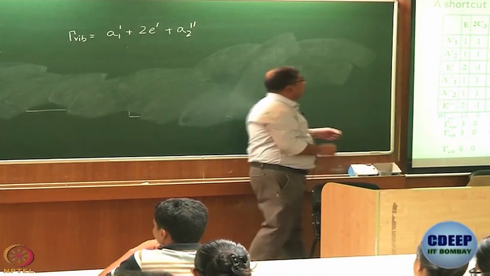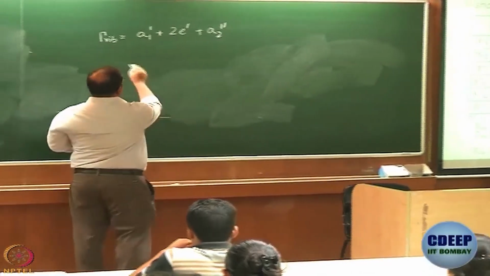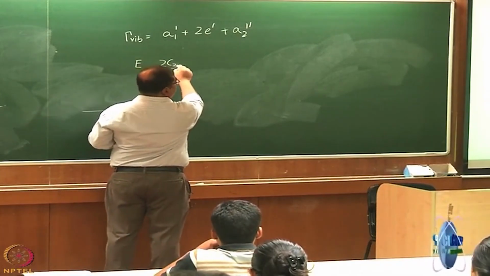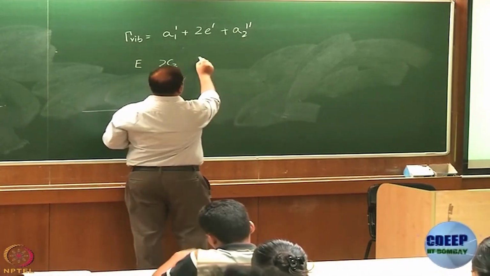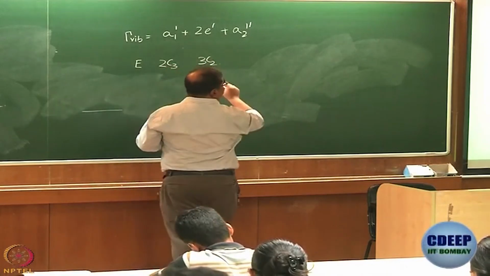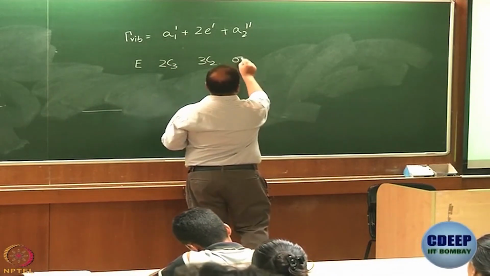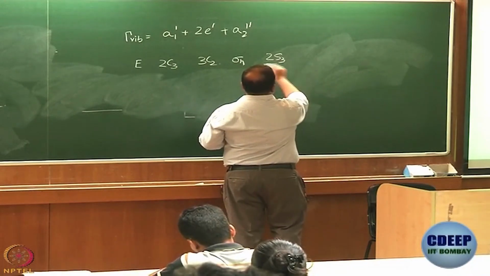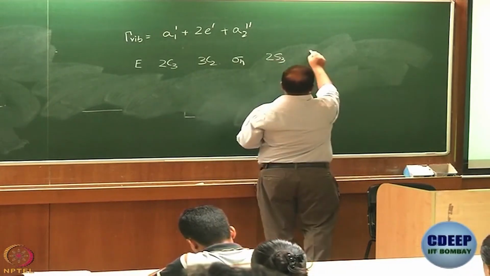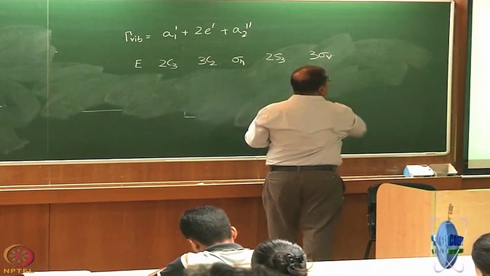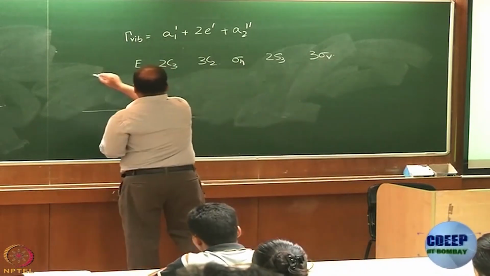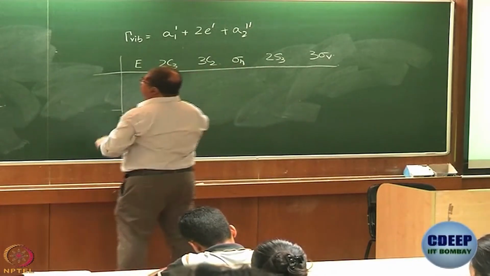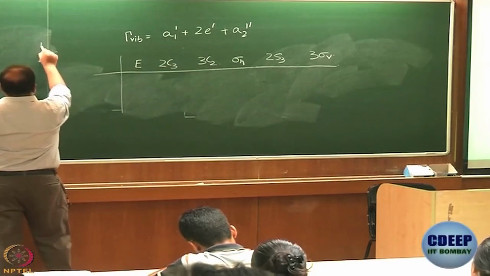So, what I will need to do is, I will need to write these: E, 2C3, 3C2, sigma H, 2S3, 3 sigma V. Have I written everything? Yeah. So, we are dealing with this molecule, say BF3.